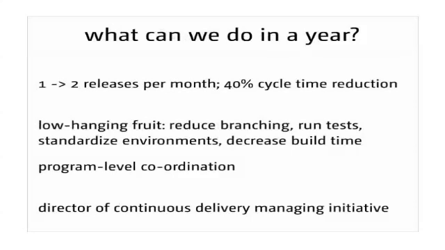They had a bunch of branches. They reduced the branches. They didn't eliminate them, but they got rid of the most volatile branches and made sure that the people doing the most changes were checking into mainline, and they still had some branches. They made it possible to run tests on development environments. They were able to perform some standardization in the environments and decrease the build time. They were not able to achieve continuous delivery, but they did achieve some measurable results in a year.